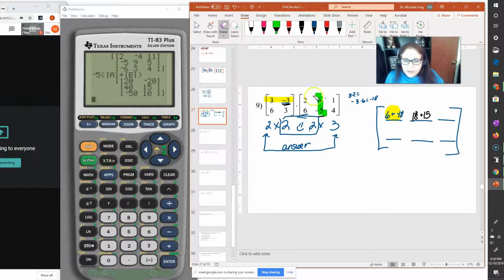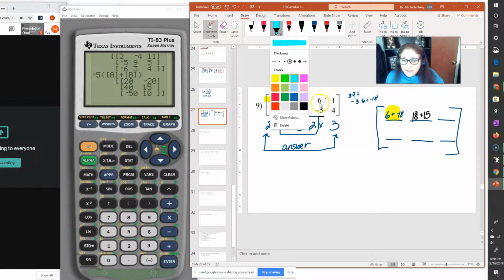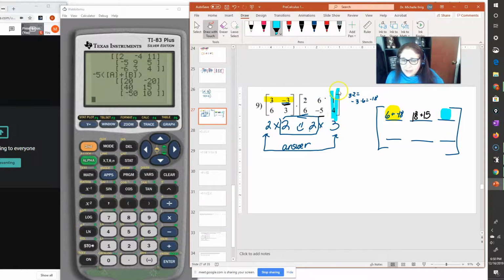Then we look at the next set of numbers. I'm still in my first row, but now I'm trying to get this column. So I've got 3 times 1, which is 3. And then I'm adding -3 times +4, which is -12.